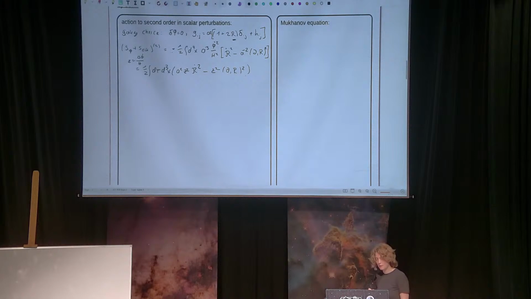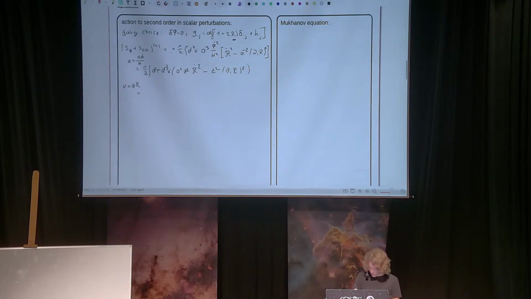Okay, now we want to canonically normalize our thing, right? So now we kind of see, okay, this is starting to really look like a box operator. Not quite, because we have all these prefactors. So let's try and canonically normalize our variable. So we're going to introduce now v, the so-called Mukhanov variable, which is defined as z times R. So the idea is to absorb these factors here.